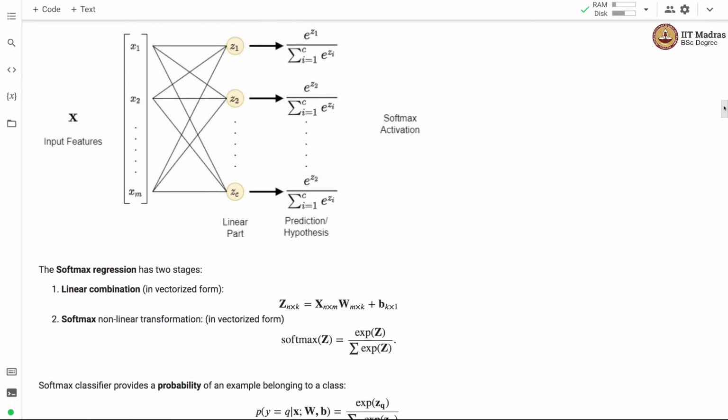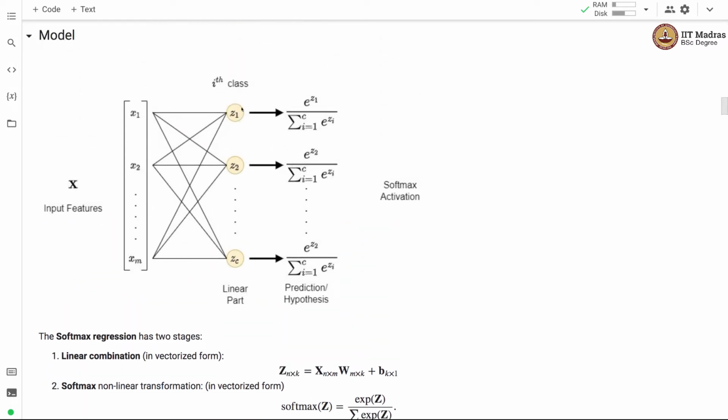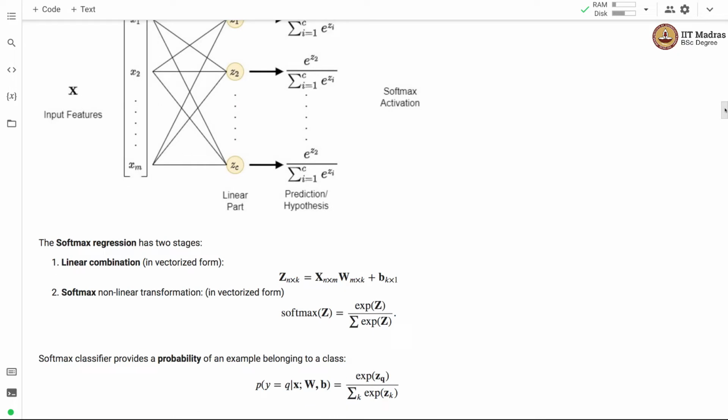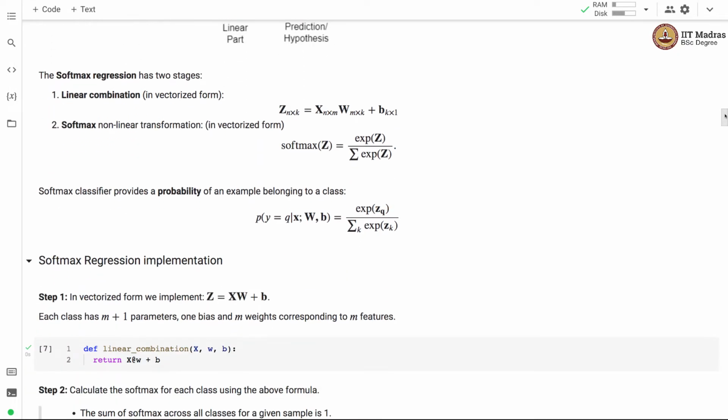So there are two stages. First is a linear combination, which is this particular stage, followed by softmax nonlinear transformation. Linear combination can be represented in vectorized form as Z equals X times W plus B, where B is the bias. For n given examples with this vectorized form, we can calculate the linear combination in one shot.